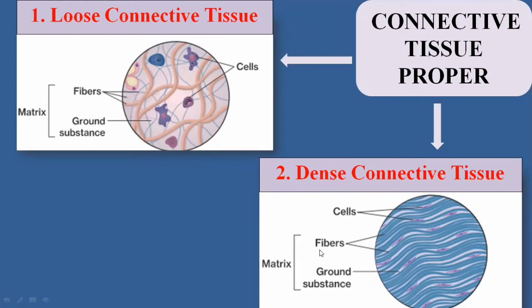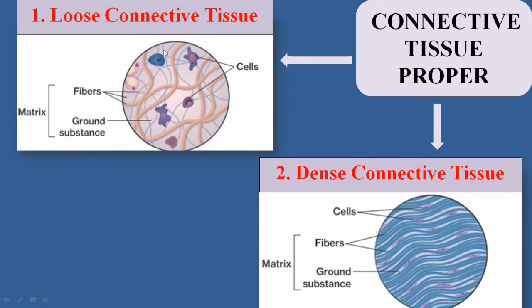Dense, because of the presence of more fibers, and they have less intracellular space, meaning less ground substance and more fiber. That's why they are known as dense connective tissue. The cells are common to both; the loose and dense connective tissue both contain cells. The difference between these two types is the matrix: the loose matrix contains fewer fibers and more ground substance, while dense connective tissue contains more fibers and less ground substance.